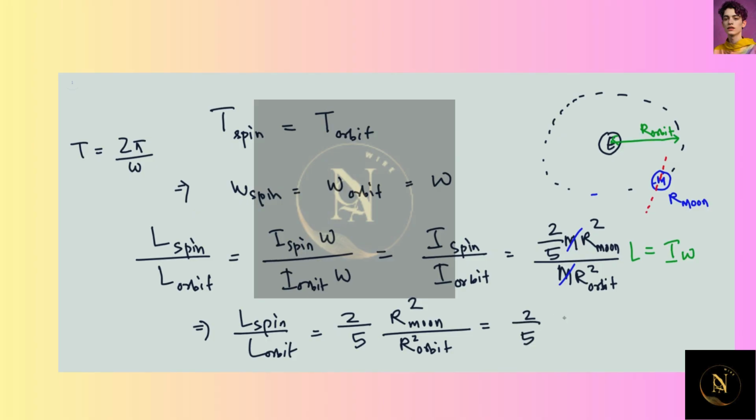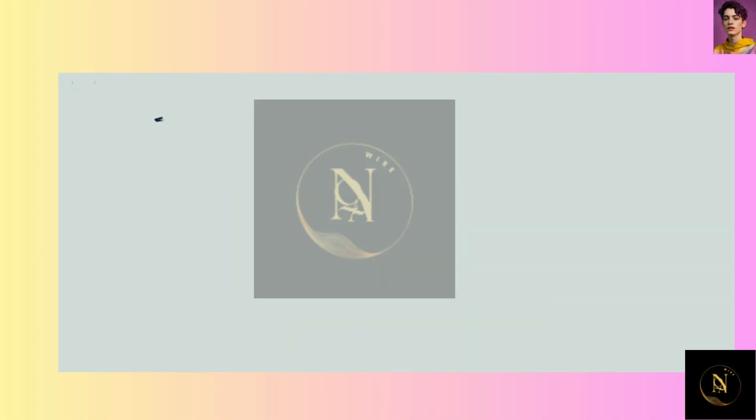Now the radius of the Moon is 1.74 times 10 to the power 6 meters, and the radius of the orbit of the Moon around Earth is 384 times 10 to the power 6 meters. Now we solve this equation and we get L spin over L orbit to be equal to 8.21 times 10 to the power minus 6.